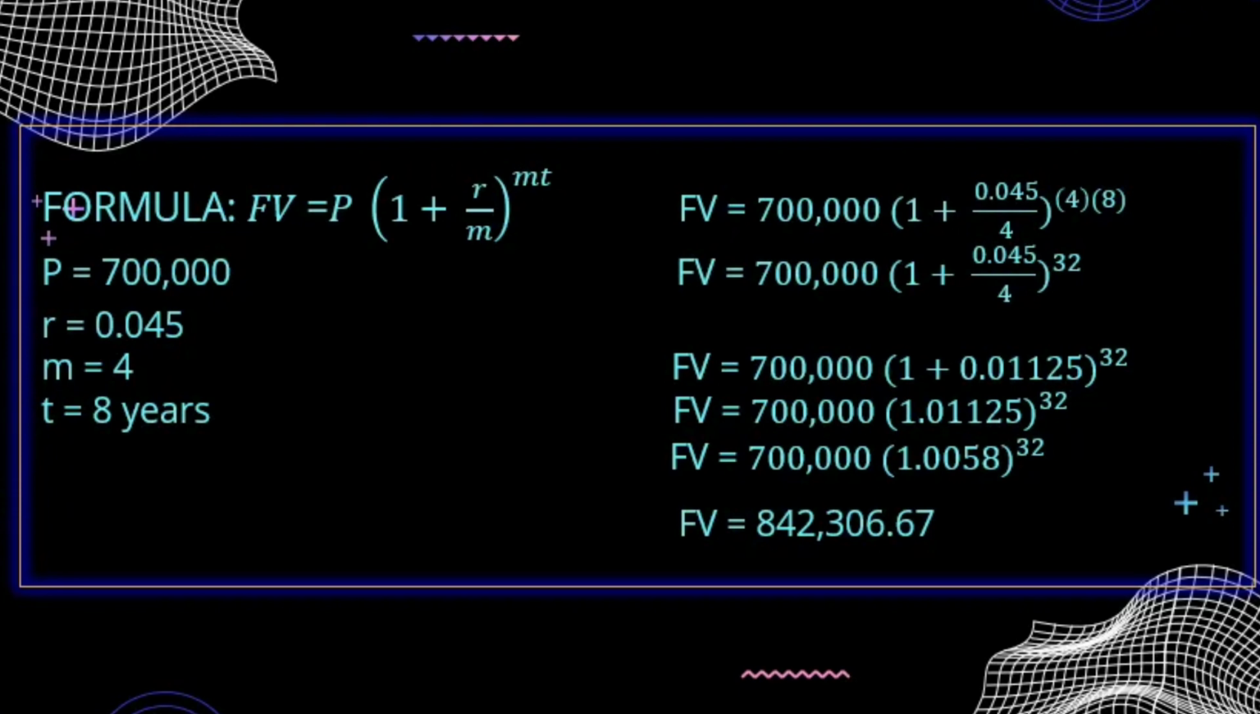So the last thing we need to do is to multiply the 700,000, the 1.01125, and our exponent 32. So our future value is going to be 842,306.67.